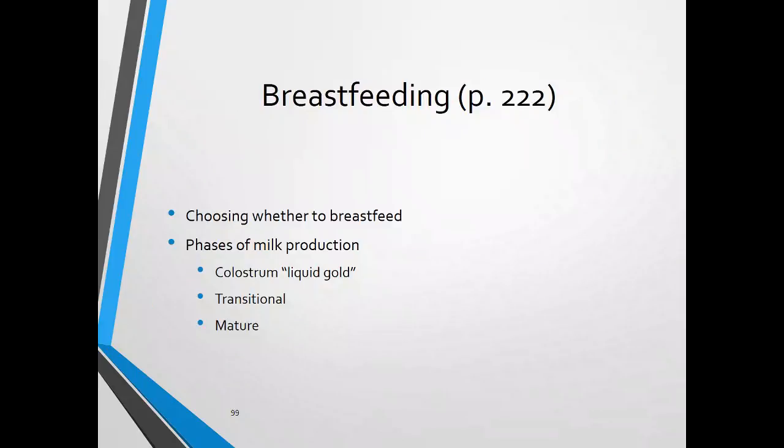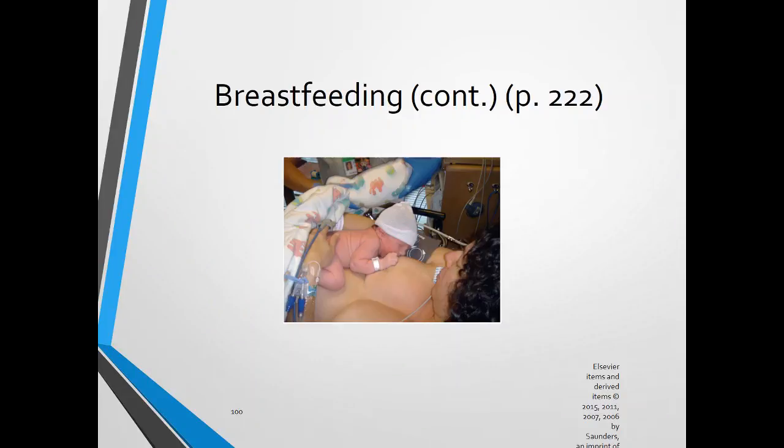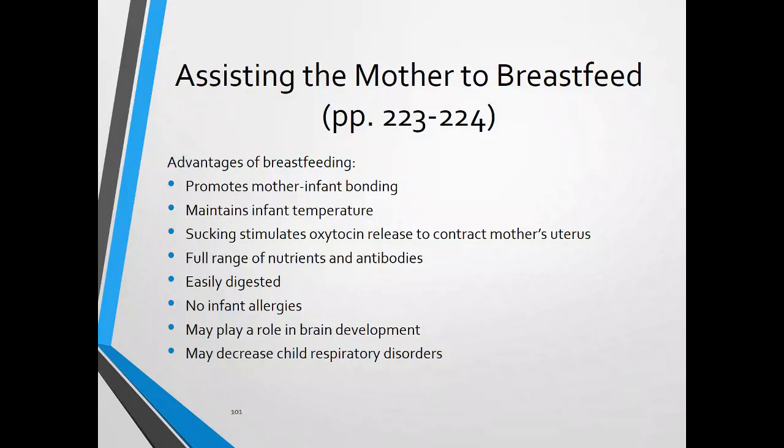So then focusing on breastfeeding, choosing whether to breastfeed or not. That is ultimately the patient's choice, but there are a lot of benefits to breastfeeding, but not all patients choose to, or some can't. There's different phases of milk production. There's the colostrum, which people call liquid gold, and then transition, and then to mature, which is the normal breast milk. Here's a picture of what breastfeeding looks like. So assisting the mother with breastfeeding, especially the first-time moms, a lot of times they have a hard time with getting that infant to latch.